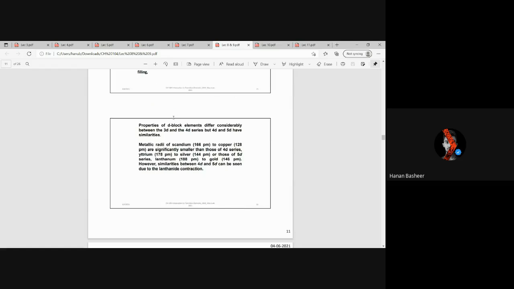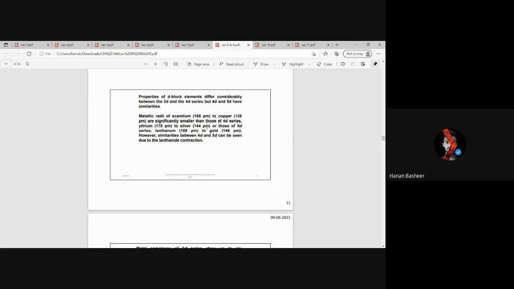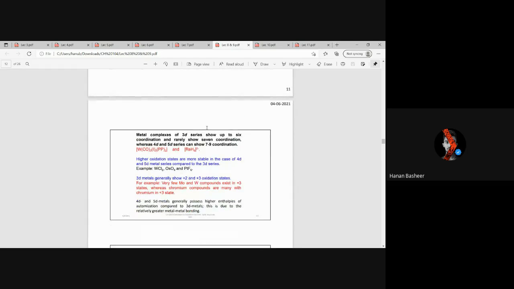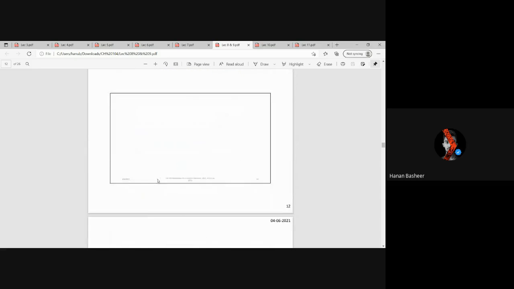Properties of d block elements differ considerably between the 3d and 4d series, but 4d and 5d have similarities because of the lanthanide contraction. The size is almost the same and they have similar properties. Metal complexes of 3d show 6 coordination. So you can see this example. Higher oxidation states are more stable in the case of 4d and 5d metals. 3d metals generally show +2 and +3 oxidation states, and very few, like molybdenum and tungsten, exist in +3 states.